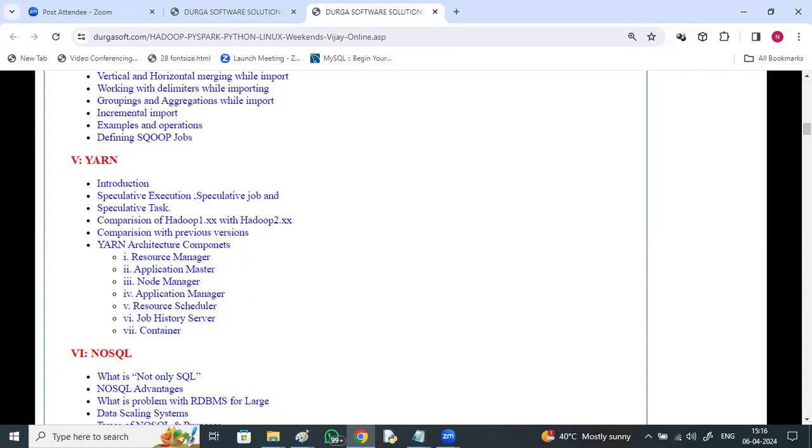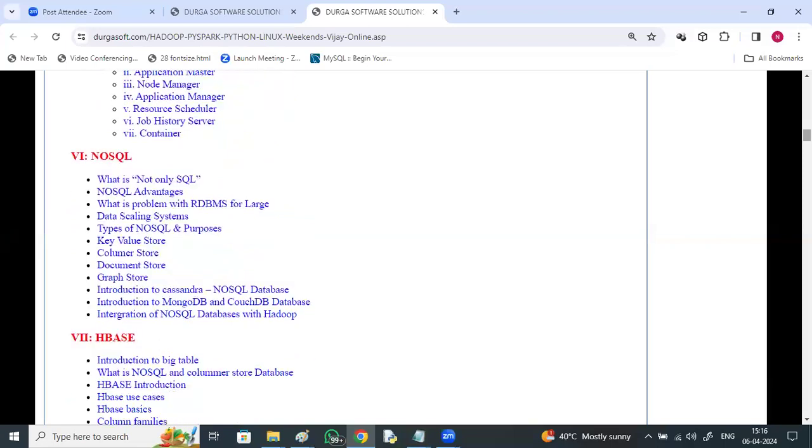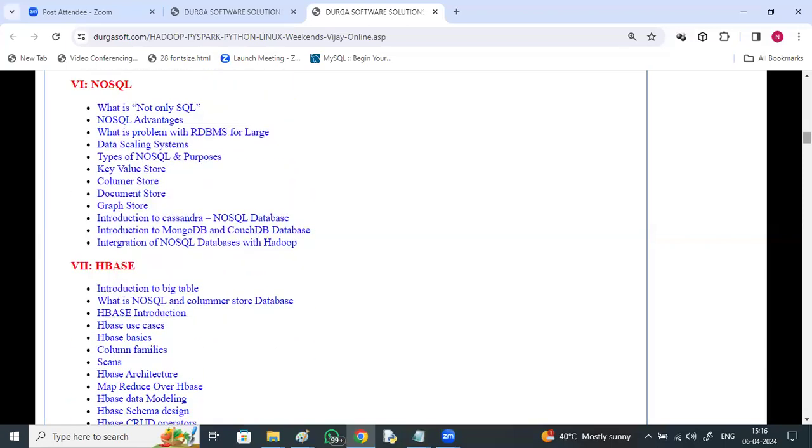We have got many architectural changes. So what is YARN processing, YARN components, how it is going to be processed, what is stored at the master level, what is stored at the slave level, everything I'll be discussing. NoSQL databases.